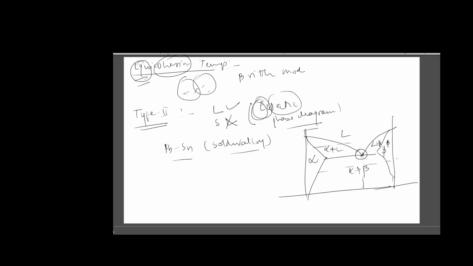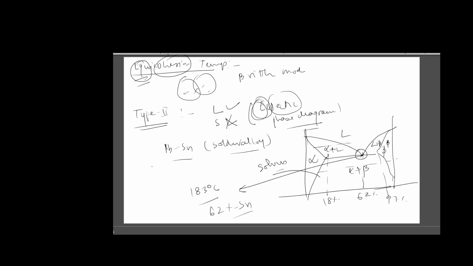If we write this point, this is 183 degree centigrade and 62% tin. This is 18%, this is 62%, this is 97%. Above is liquid, this is solid. Then there is one line, this is called as solvus. We will be discussing about this.